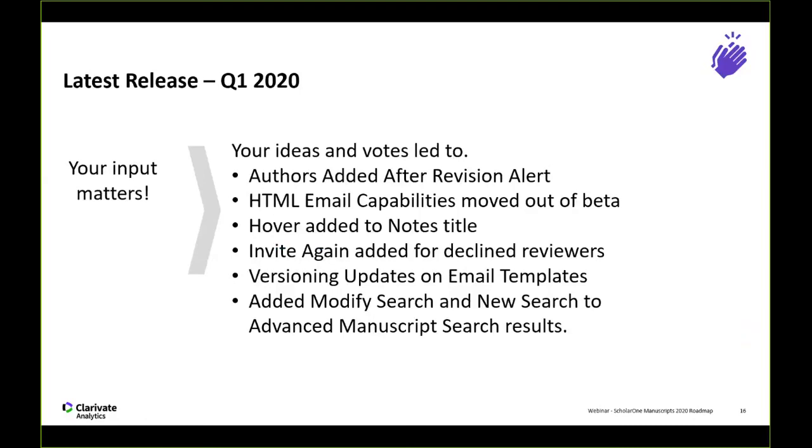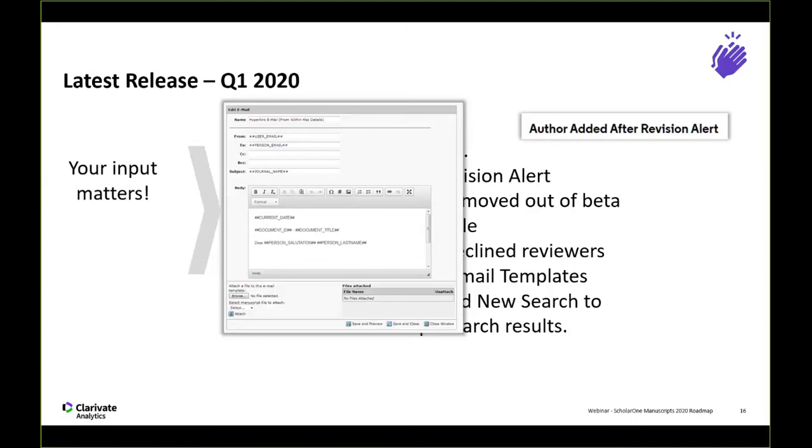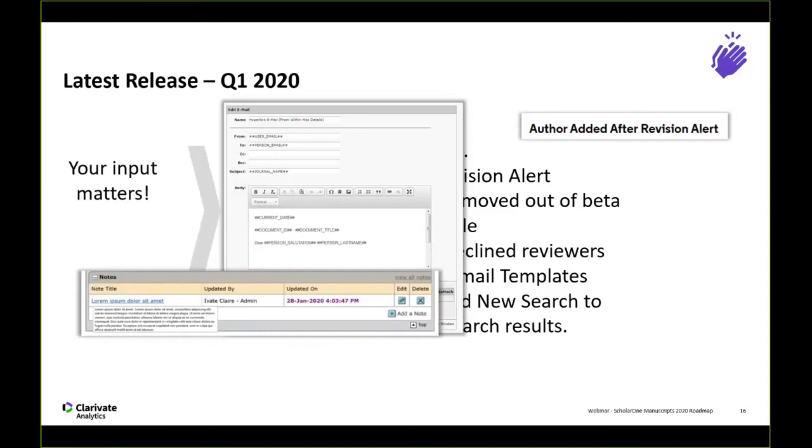And so a lot of your input was included in this past release, and so we're just going to go through a few of those. We had, as Chris talked about, the authors added after revision alert. HTML email capabilities were moved out of beta. That's another thing that we've been testing for a few years. And moving from text emails to an HTML email setup is a little bit trickier than one would normally think. So we went through a beta period with that, and we took the beta label off in this last release as well. And so that's moving along nicely. We added some usability improvements, some of these are just small things, but again, they save you time when you take it over the long term.